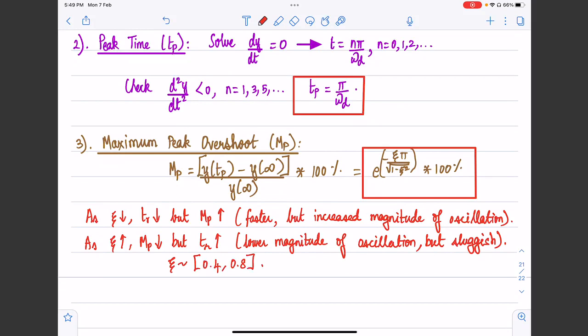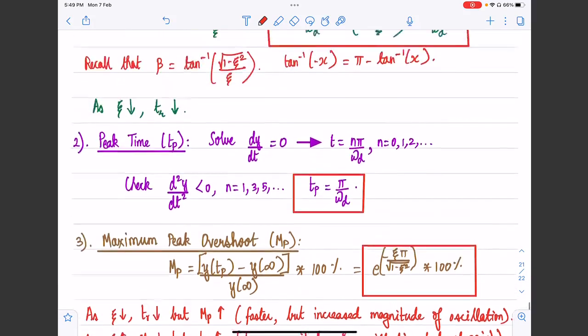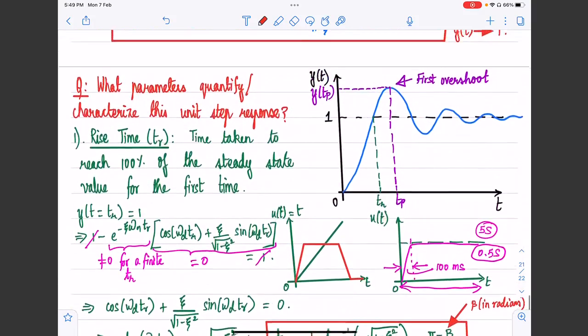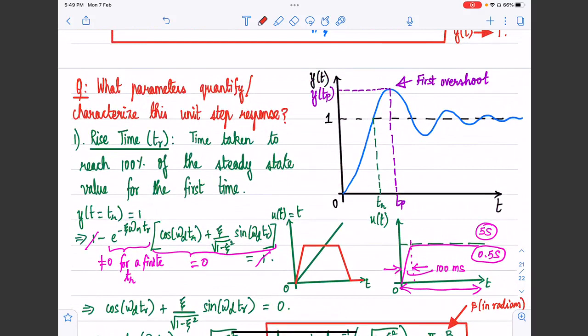All right. Okay. So I hope this clarifies why we want second order systems with damping ratios between 0.4 and 0.8, right? Because there is an inherent trade-off between the speed of response and the magnitude of oscillations, right? So choosing zeta between 0.4 and 0.8 gives a trade-off between the two.